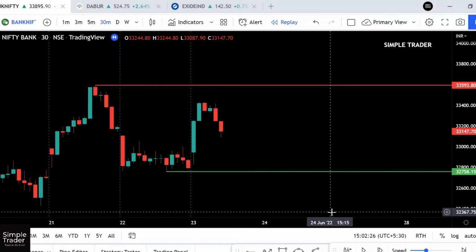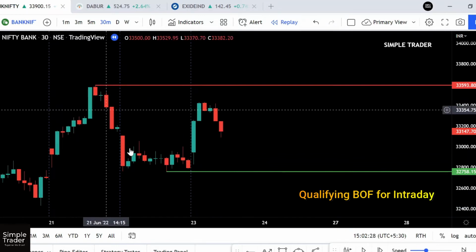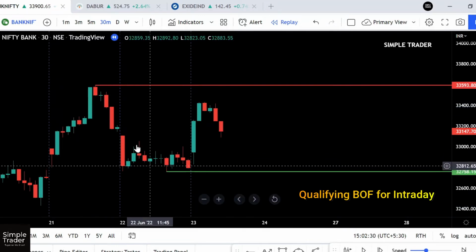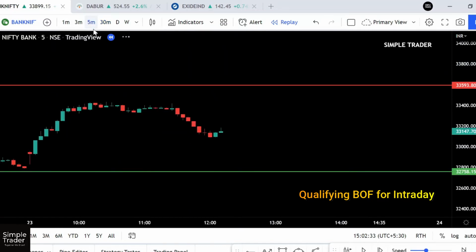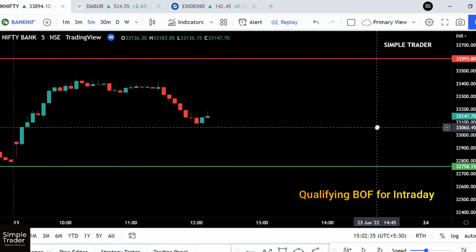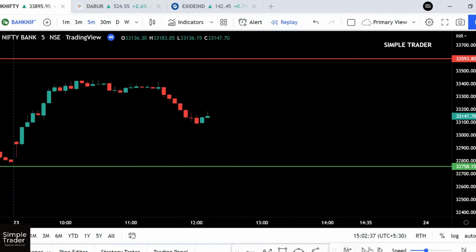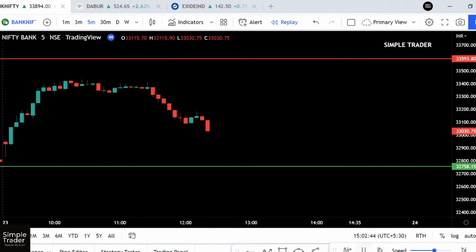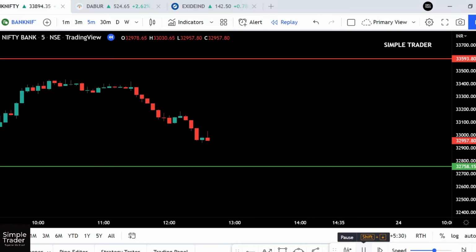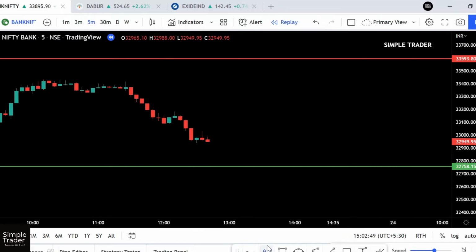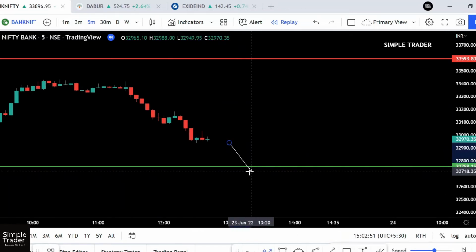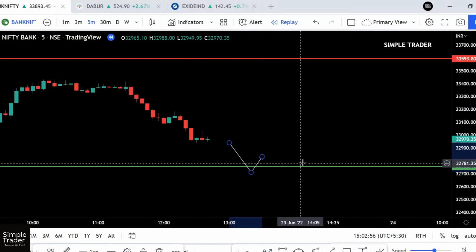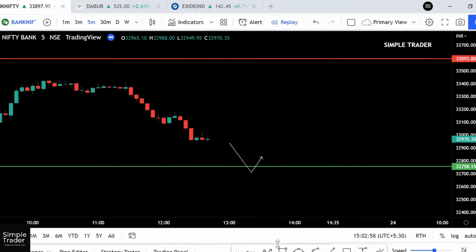Okay, this is the Bank Nifty 30-minute chart. So we have identified our visible reversal ranges. So we'll go to the 5-minute chart. That is our trading time frame, right? So let's wait and see what price is doing here. Price is approaching our zone, right? So what we want is for price to come here and it should breach this zone and it should immediately reverse. Then we can qualify it as a BOF setup.